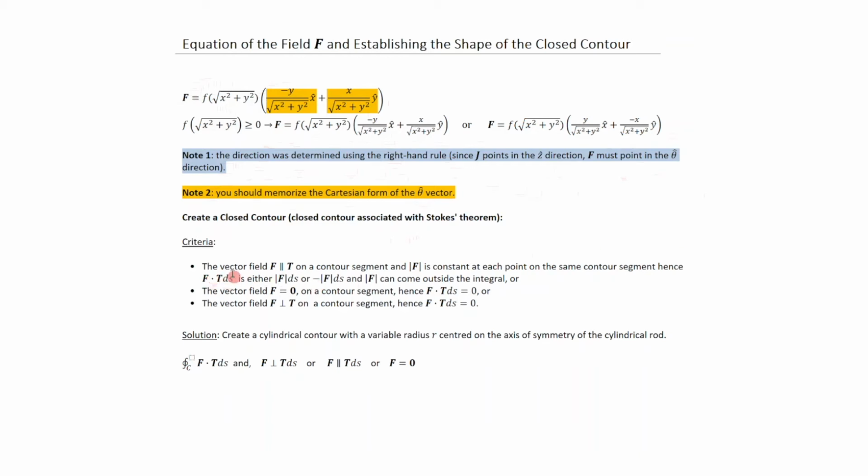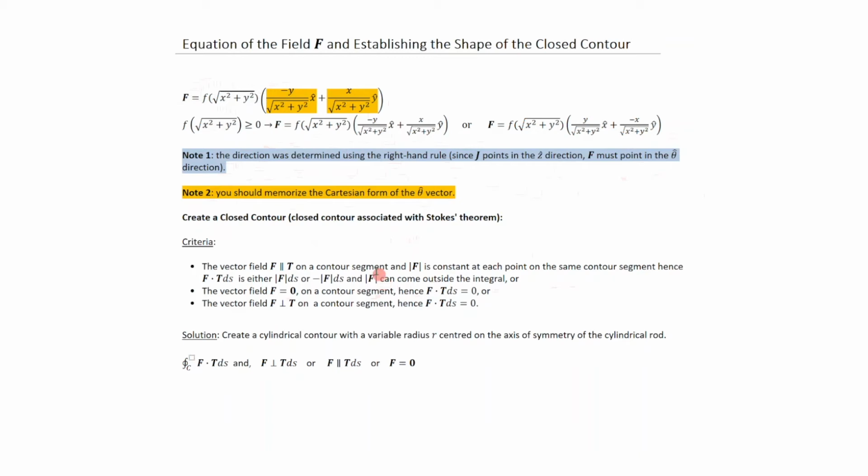So one possibility is that the vector field F is parallel to the tangent vector on a contour segment, and the magnitude of F is constant at each point on the same contour segment. Hence, F dot ds is either the magnitude of ds or minus the magnitude of ds, and the magnitude of F can come outside the integral. Since we're integrating the dot product between the field and the tangent vector, if the field can come outside, then we've got everything we wanted, and that was to somehow remove F from the integral sign.